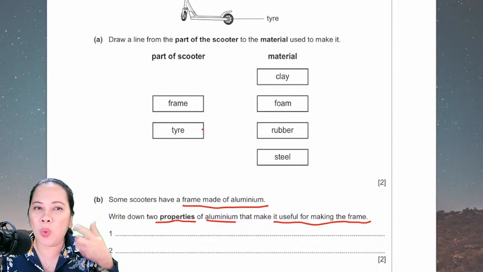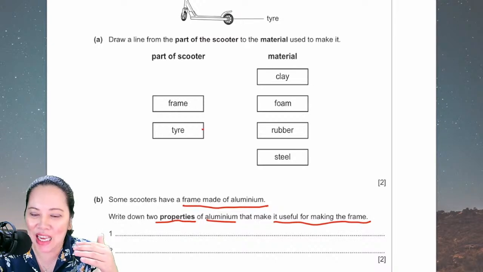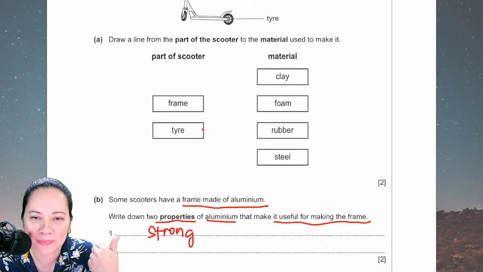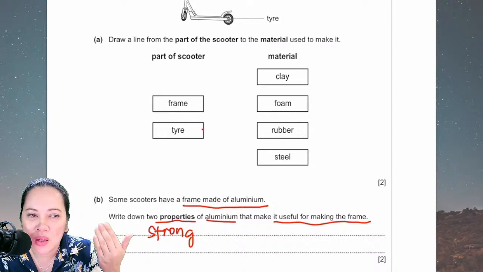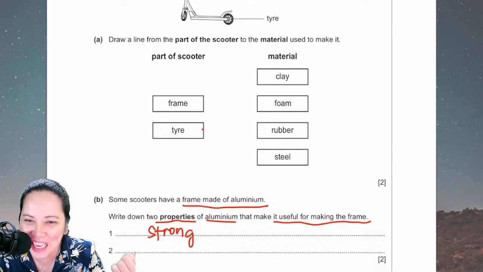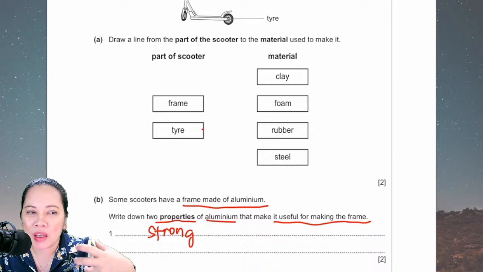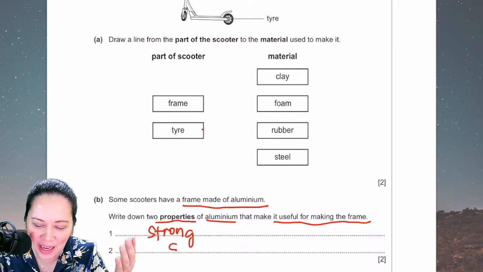You can think of what a frame needs to be for it to be a frame. Sturdy, yes, it has to be strong or stable, right? What else? Sturdy, it has to be strong, a firm foundation, yes. What should the frame be? Shiny, yes, correct. Of course, it should be shiny, or it does not corrode.